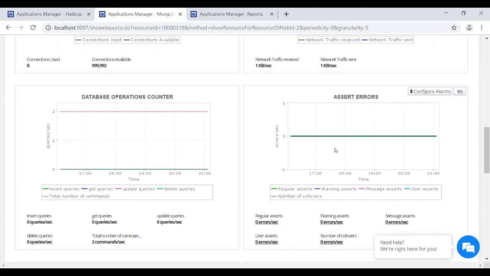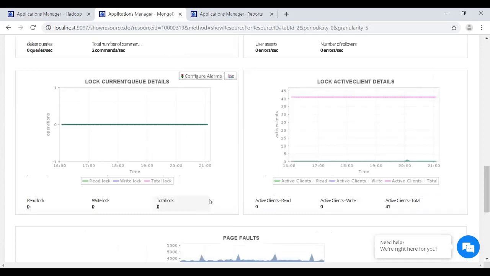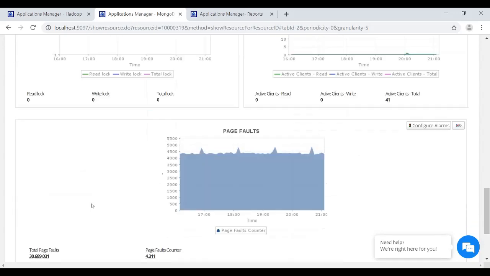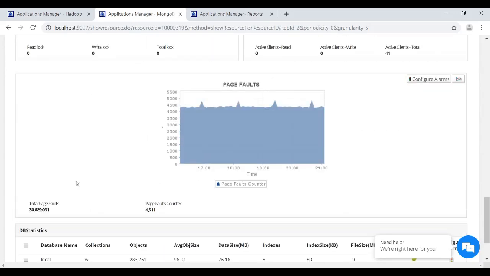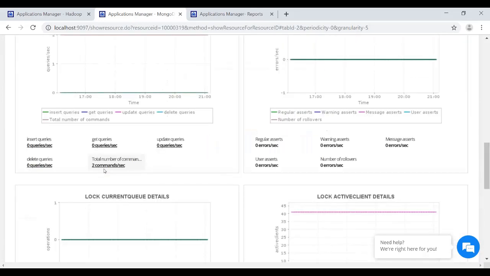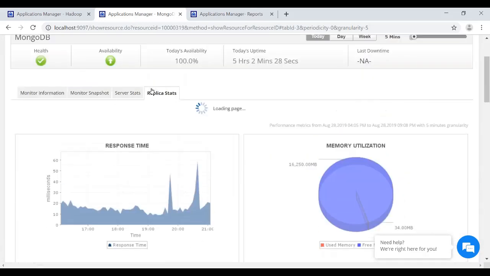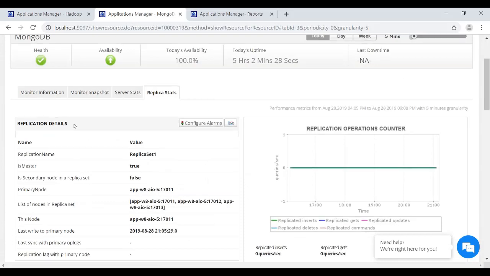Lock details we had discussed already in the presentation, which is basically the locking mechanism that allows data concurrency and allows multiple users to perform simultaneous read or write requests on the same data without breaking the consistency in that data across various nodes. And the page faults are also graphically captured over here. Let me scroll up, go to the replication tab, show you some details about the replication.